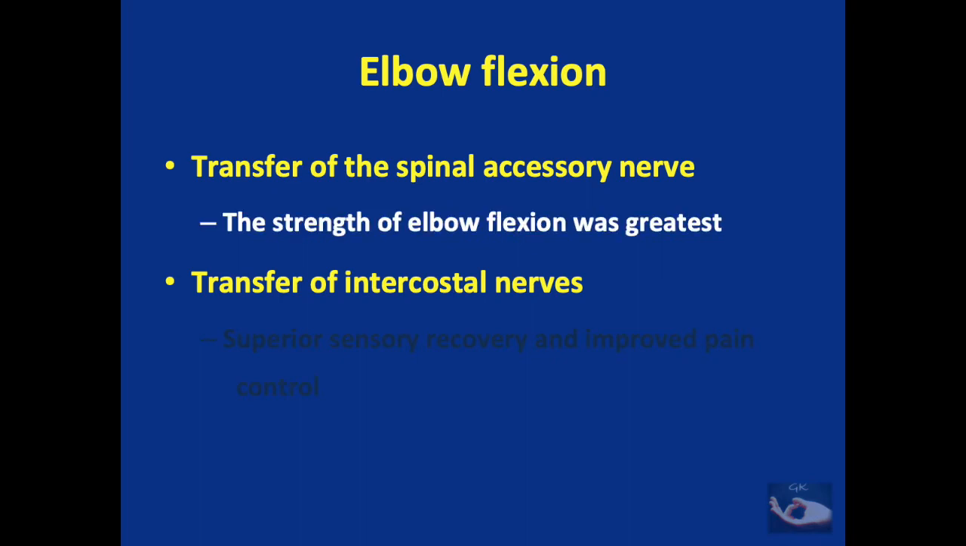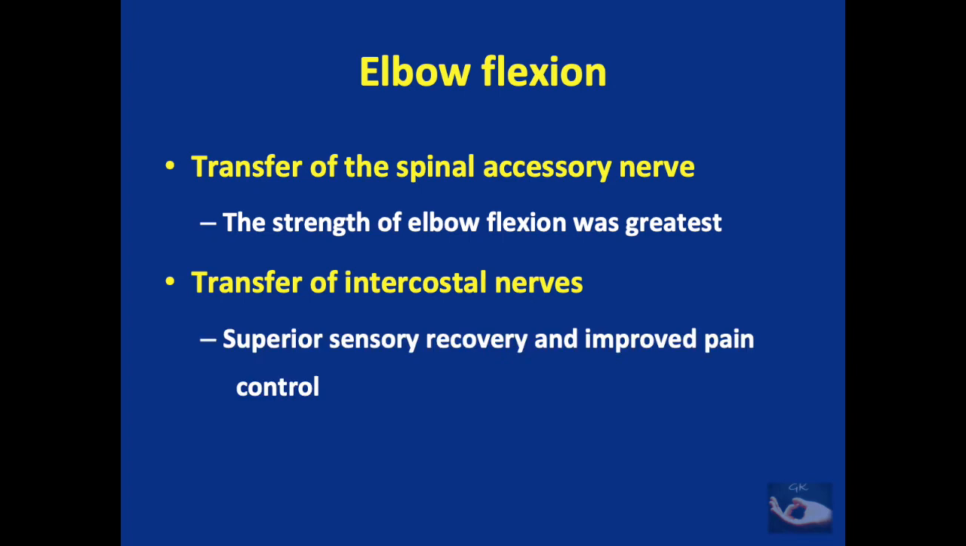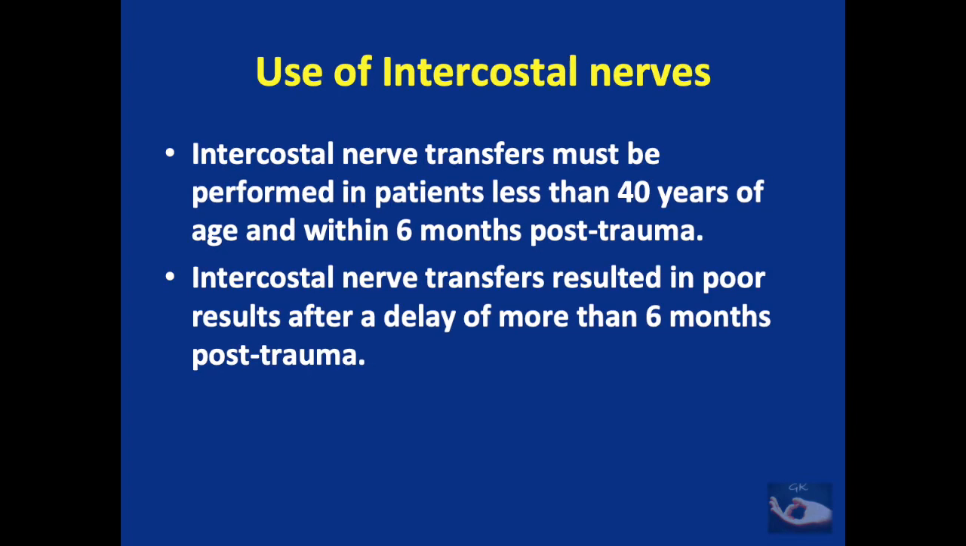Studies have shown that using the spinal accessory nerve gives a good strength of elbow flexion, and using the intercostal nerves gives superior sensory recovery and improved pain control. As far as using intercostal nerves is concerned, these transfers must be performed in younger patients and preferably within 6 months post-trauma. Done much later, the results are usually poor.